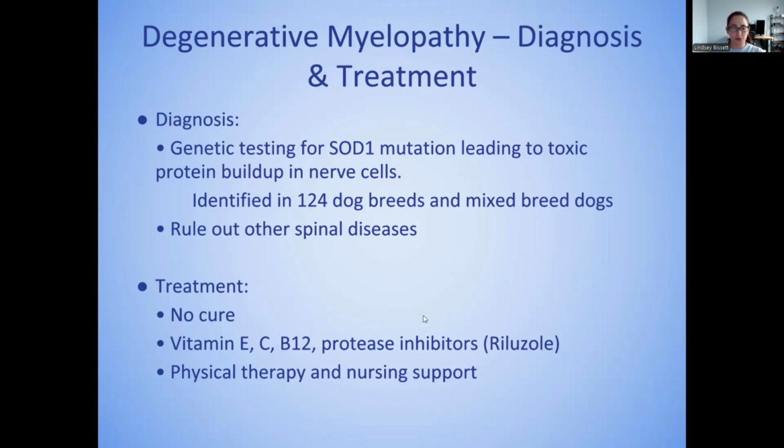Physical therapy can help in the sense that it's not going to necessarily slow down the disease progression, but it will keep their muscles and everything as strong as they can for as long as they can, so they can have a better quality of life long term. And nursing support as things progress, in terms of walking assistance, bladder management, things like that.